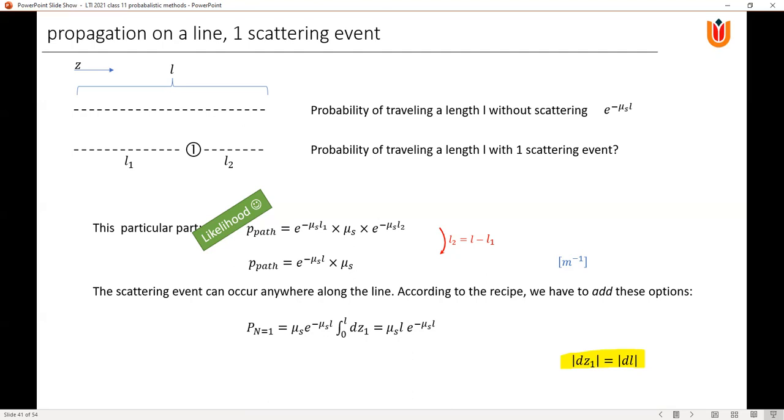And another thing, so we vary the position of the first scattering event. So I call that Z1. That is of course also the same as a path length technique.